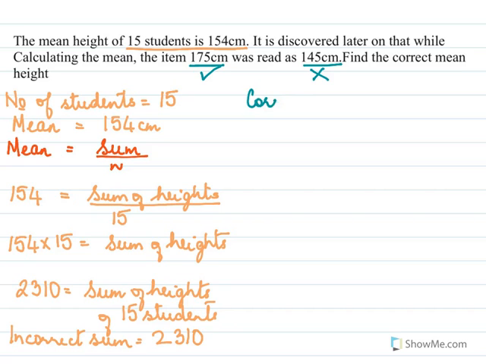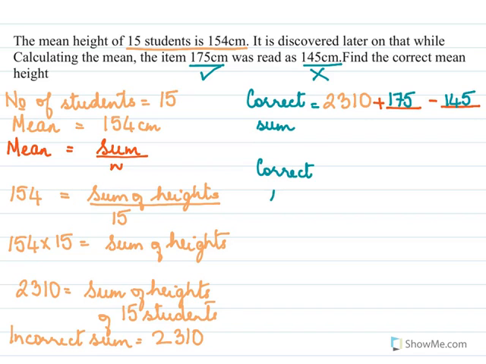So for the correct sum, we need to take the incorrect sum, which is 2310, add what is right and subtract the wrong reading. If you look up here, you see the right reading is 175 and the wrong reading was 145. So the correct sum works out as 2340.